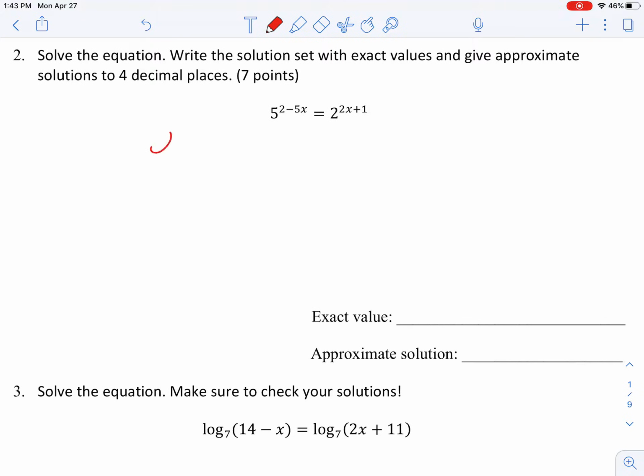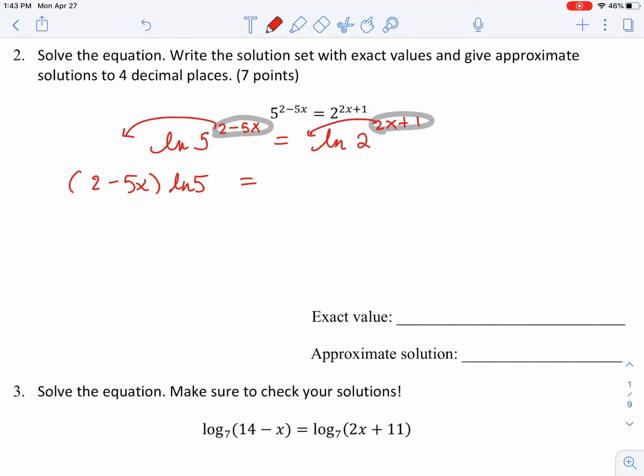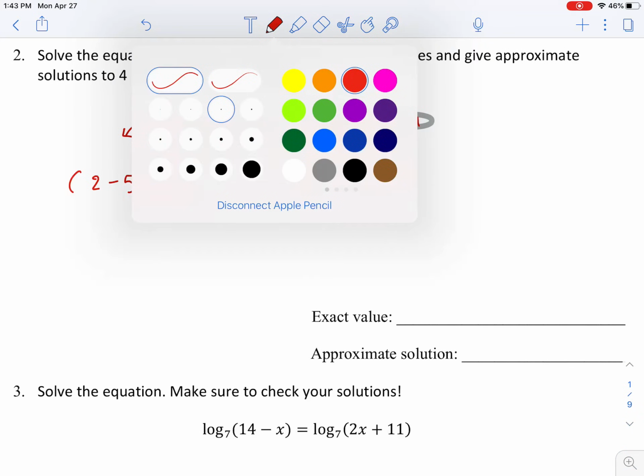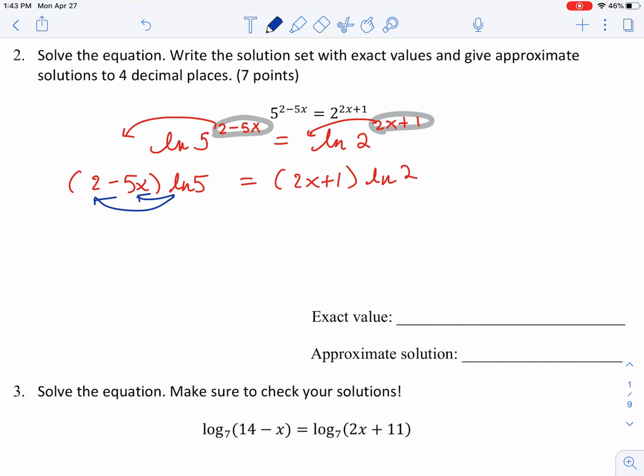Okay, so let's take natural log of both sides. Natural log of 5 raised to the 2 minus 5x power equals natural log of 2 raised to the 2x plus 1 power. Now these exponents, these powers will come down, right? I'll have 2 minus 5x times natural log of 5 equals 2x plus 1 times natural log of 2. And then you have to distribute these natural logs in. Then I'm going to have 2 natural log of 5 minus 5x natural log of 5 equals 2x natural log of 2 plus natural log of 2.